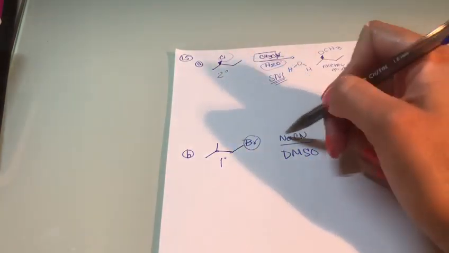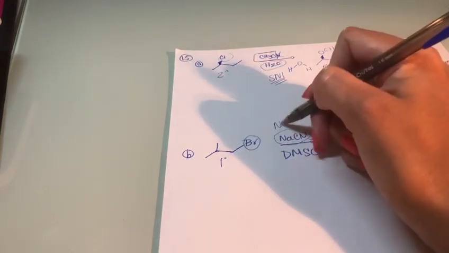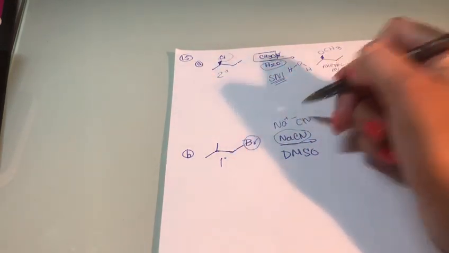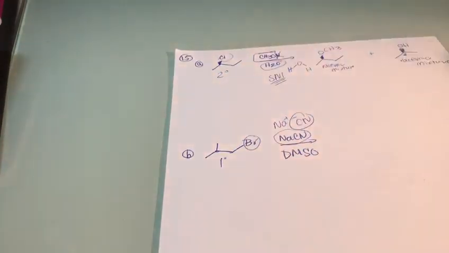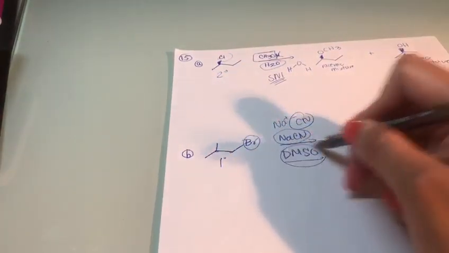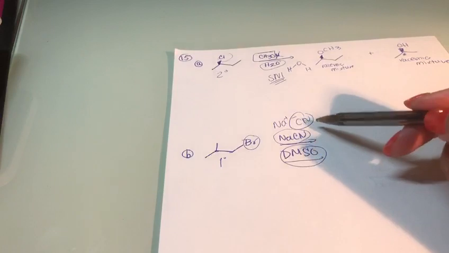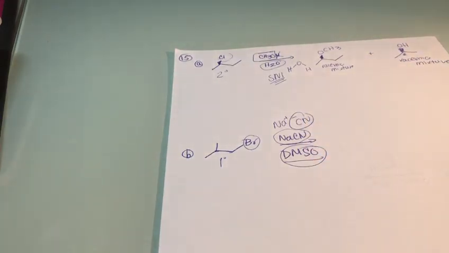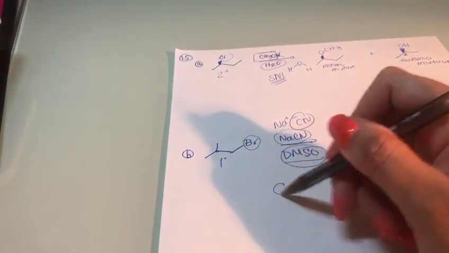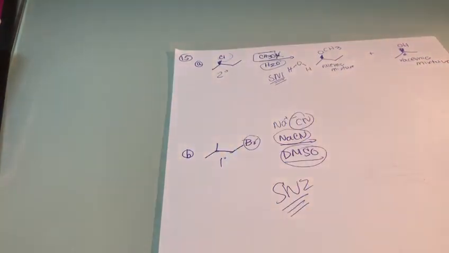We have sodium cyanide, so this is an ionic compound. This one is your nucleophile, and it's a good nucleophile. DMSO, what type of solvent is DMSO? DMSO is a polar aprotic solvent, and we know that they work the best in SN2 reactions. For SN2 reactions, we prefer good nucleophiles such as this one. So this reaction will go through the SN2 mechanism.